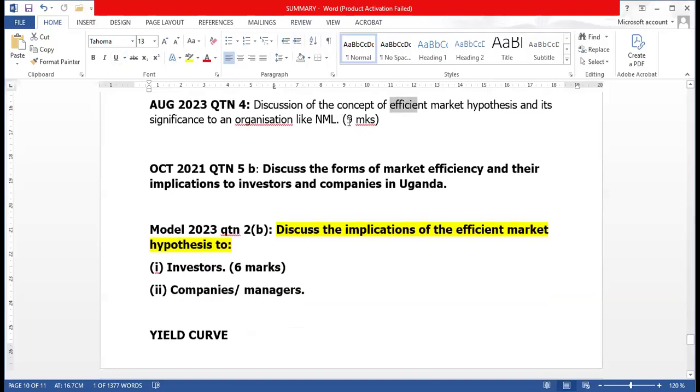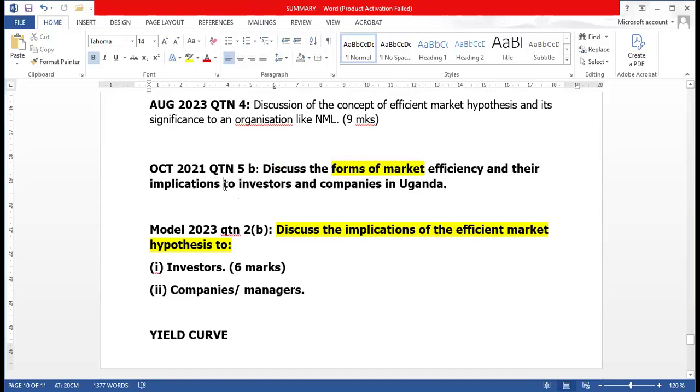So you see this question, it is actually like, just for October 2021, you need to look at the forms. We are also going to talk about the forms. And also you go ahead and discuss the implications of the market efficiency to investors and to the company. So here you have to give two sides, the implications of this.